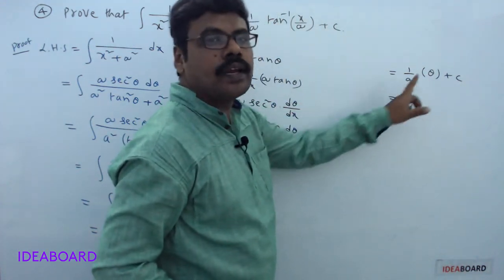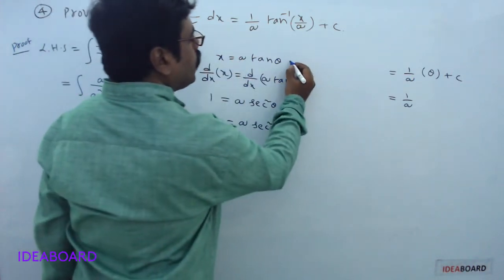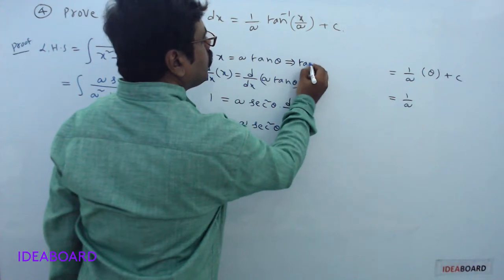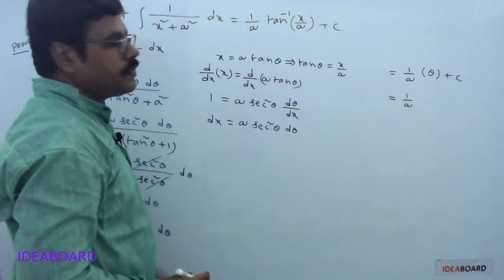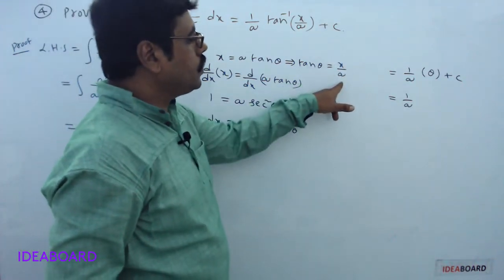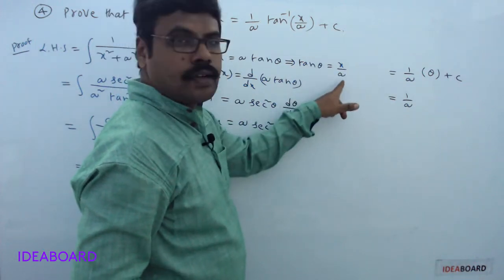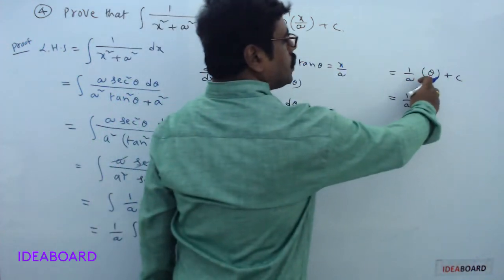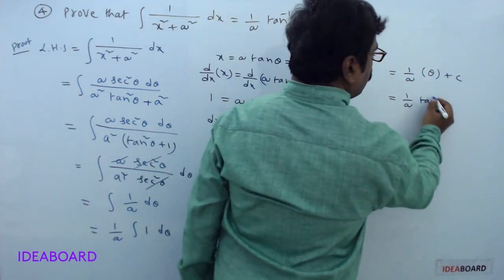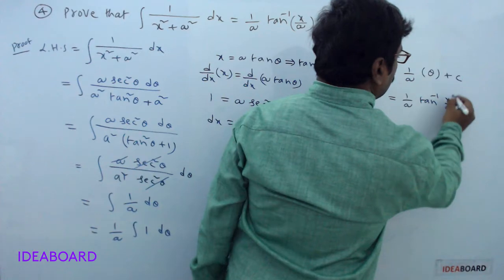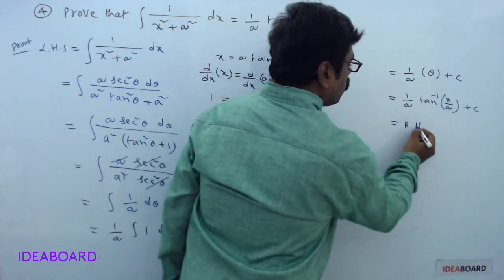What is the value of theta? Here x equal to a into tan theta. So from this tan theta equals to x divided by a. Theta equal to tan inverse of x divided by a. So in place of theta you write down tan inverse of x by a. Tan inverse of x by a plus some constant c. Now this is equal to your RHS value.